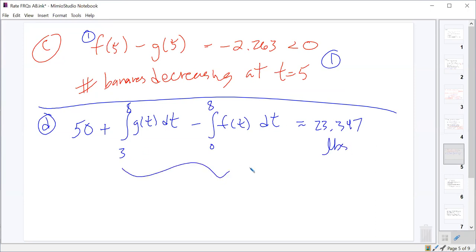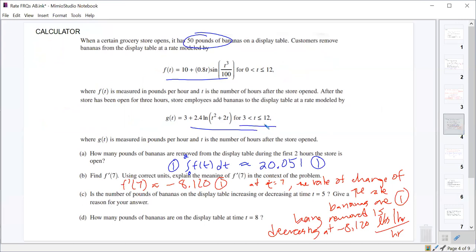You got 2 points for having the right integrals and 1 point for the right answer, meaning that you didn't forget about your initial condition. So why on the first integral did you go from 3 to 8? Well, because that function is only valid for 3 to 12, and it specifically says after the store had been open 3 hours is when they started adding. Okay, I missed that. Yeah.